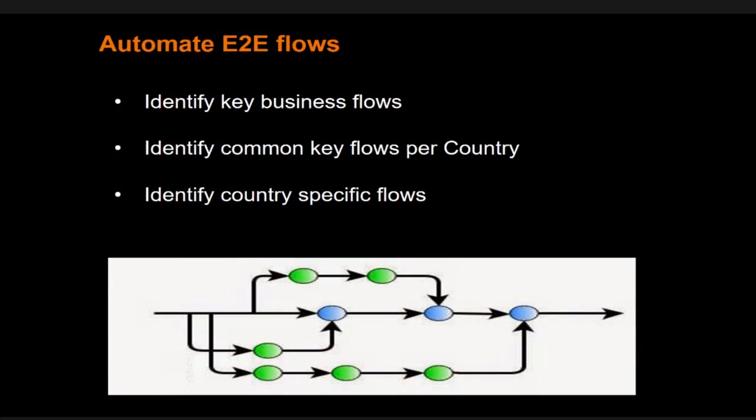And always about automation, automate end-to-end flows. So automation for regression is very important, but what we want to do in parallel of unit testing is automate the key business flows.